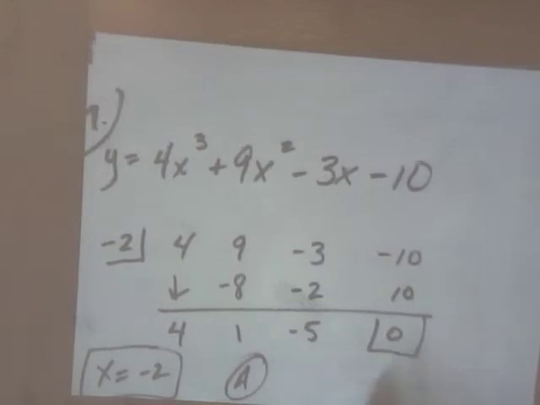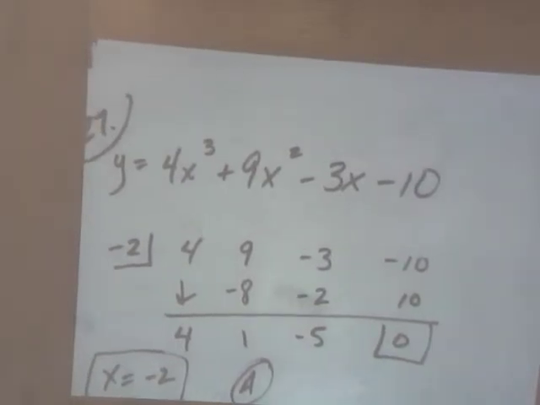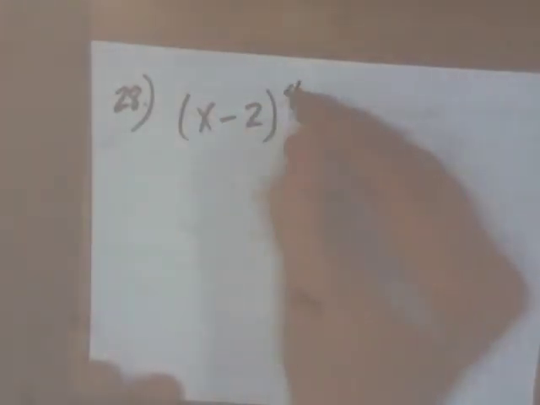All right, 28. What if x cannot equal... No, it worked. I got a 0 for a remainder, so I know x equals 2. That's one of the answers. All right, 28. They want us to expand out (x minus 2) to the 4th power.